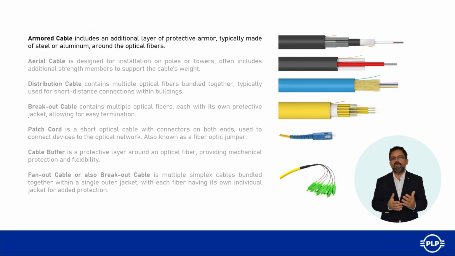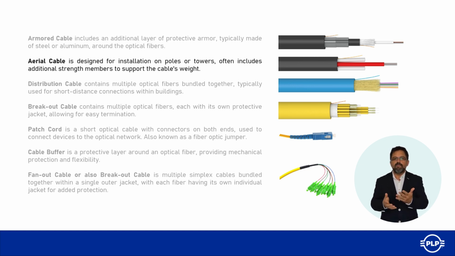An armored cable offers enhanced protection against physical damage, suitable for harsh environments. An aerial cable is suitable for overhead installations, resistant to environmental factors.